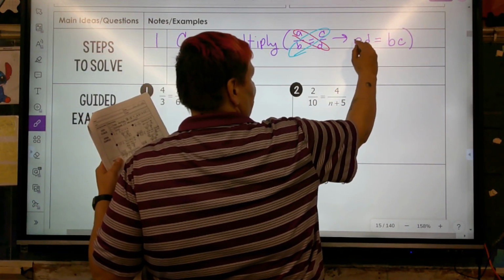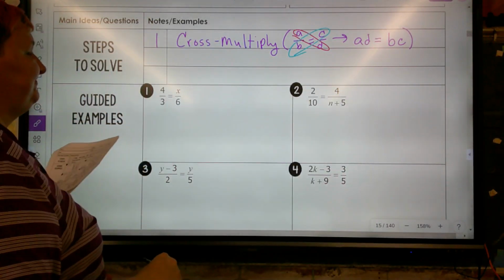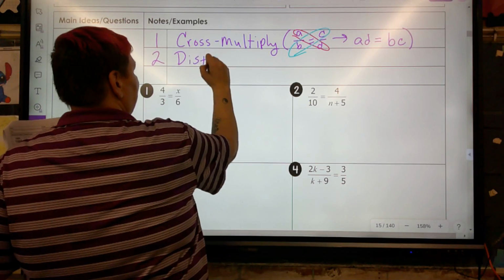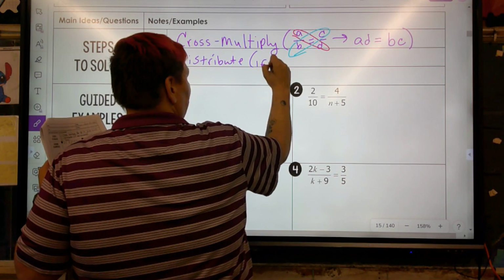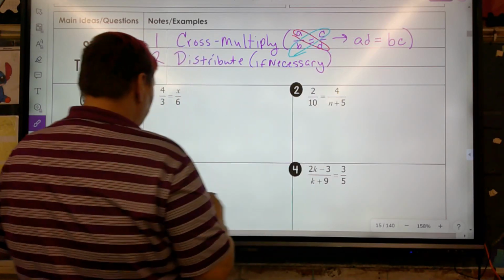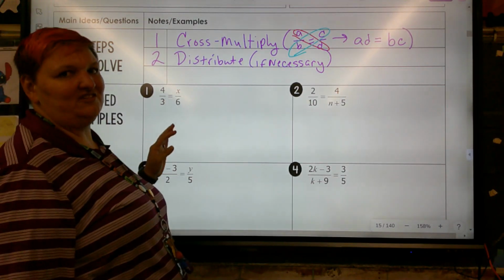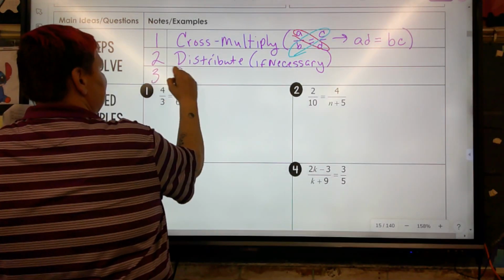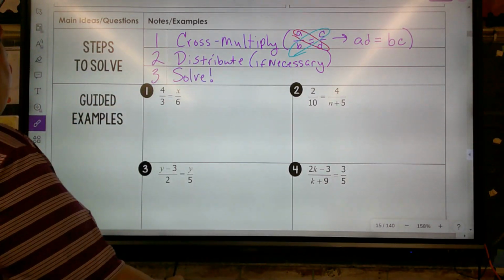Remember, when two variables are next to each other like this, that means multiplication. All right, step 2, distribute if necessary. We will see some with parentheses. They're invisible parentheses, and I'll tell you how to know if they exist. And then step 3, of course, is solve. So much invisible math with fans.